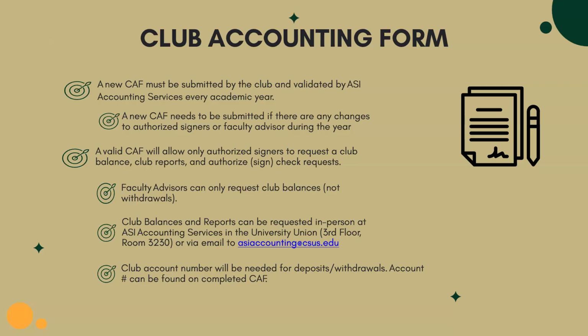Club balances and reports can be requested in person at ASI Accounting Services or via email at asiaccounting@csus.edu. Your club account number will be needed for deposits or withdrawals. This account number can be found on the completed CAF.